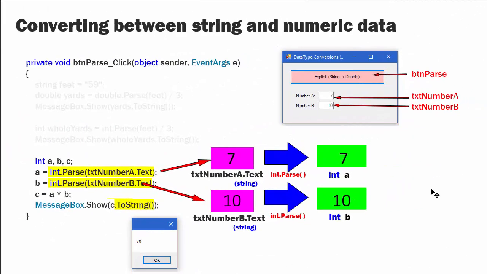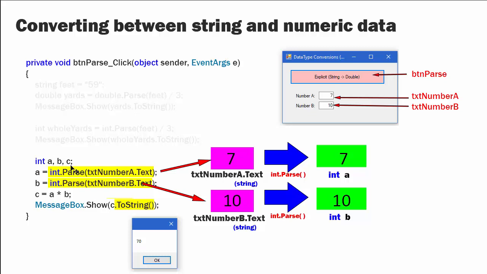Parsing is most commonly used in getting input from the user from a text box, with that text property being a string, and I want to treat it as a number. I always need to parse it into whatever numeric variable data type I'm using. So in this case, I want to take the number A and number B text boxes that the user has entered 7 and 10 into, convert those to an integer, and then do some math on that.